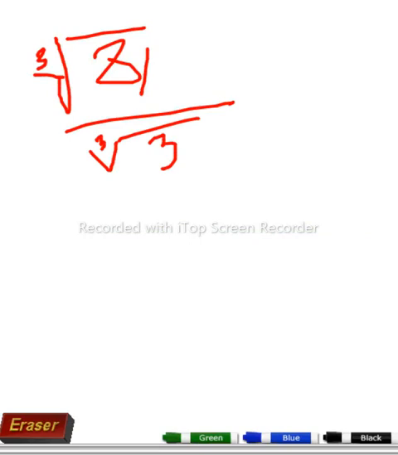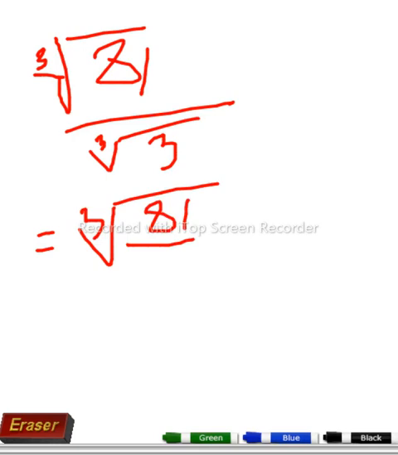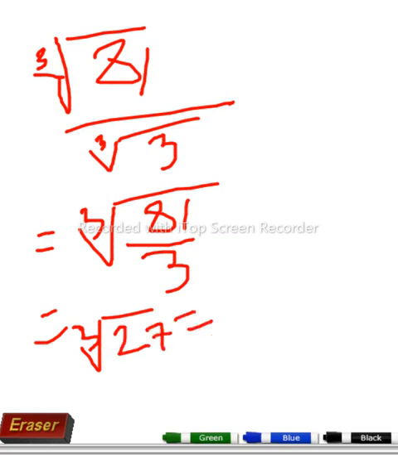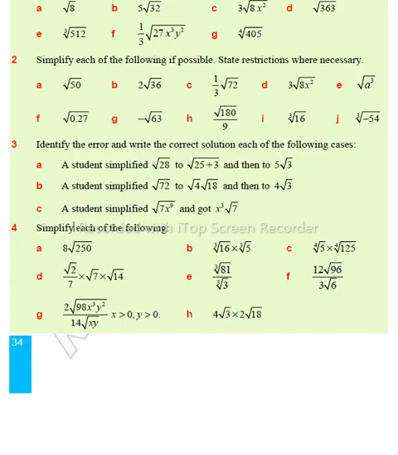Since both have the same index, 3, we can rewrite this as the cube root of 81 over 3. When we divide 81 by 3, we get 27. Cube root of 27 is equal to 3. So the final answer is 3. This is a very simple question.